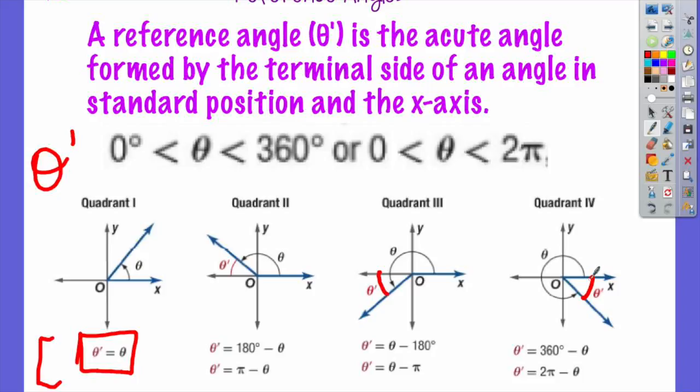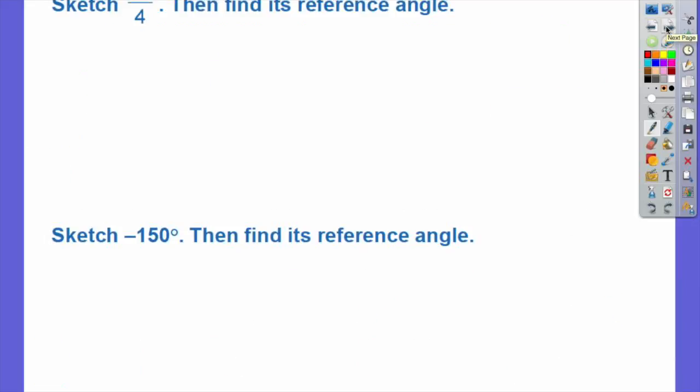We're going to look at a few angles, and we are going to determine their reference angles. All right, so here's the first one. We're going to sketch 3 pi over 4, then find its reference angle. Reference angles, again, are acute.